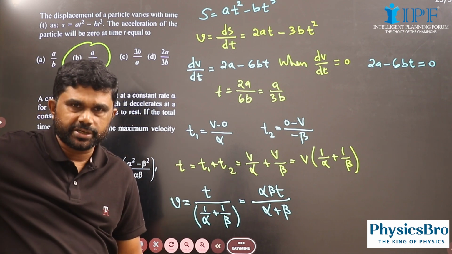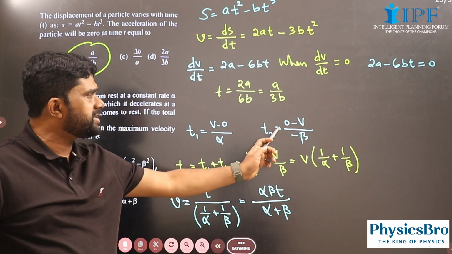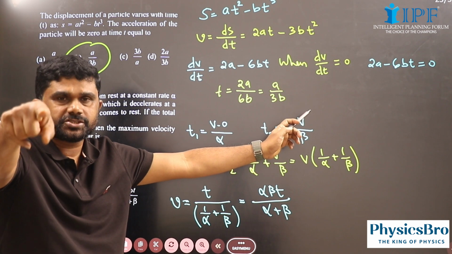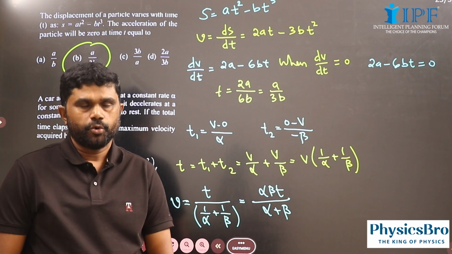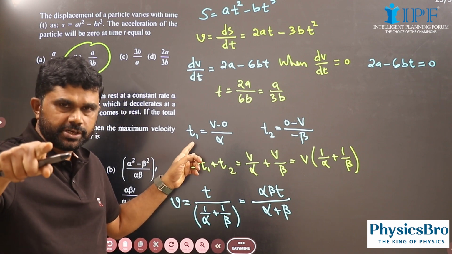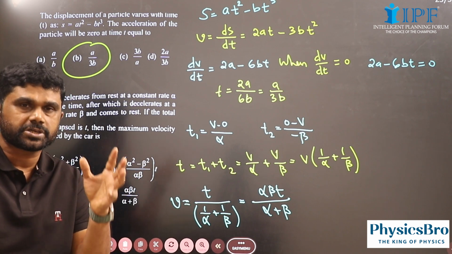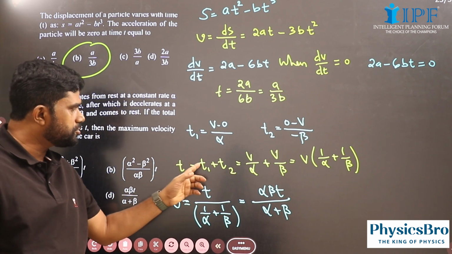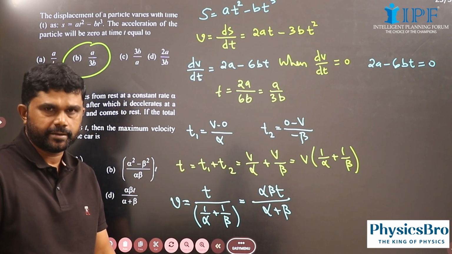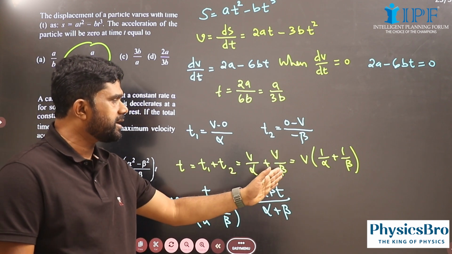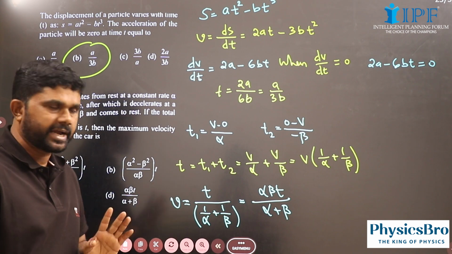During the decelerated motion, initial velocity is v and final velocity is 0, so the change will be 0 minus v. Deceleration is beta, so acceleration will be minus beta. Time is change in velocity by acceleration. t1 is the time for accelerated motion and t2 is the time for decelerated motion. So t1 plus t2 will give you the total time elapsed. So t equal to t1 plus t2. t1 we have v by alpha, t2 we have v by beta. v is common to both, so v can be taken out, and inside the bracket there will be 1 by alpha plus 1 by beta. That is equal to total time elapsed.